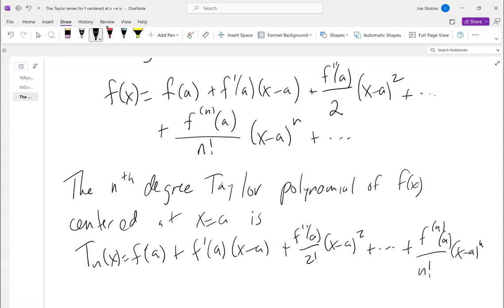All right, anyway, let's go over to Desmos real quick because I can graph pretty quickly.